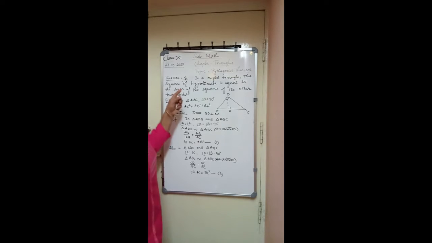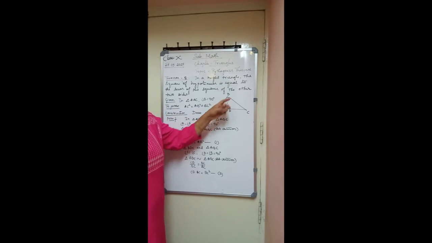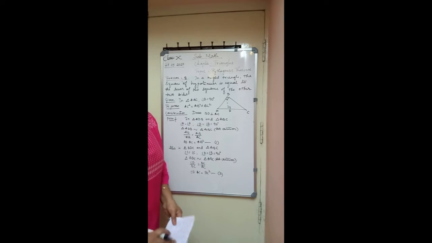Pythagoras theorem 6.8 states that in a right triangle, the square of the hypotenuse is equal to the sum of the squares of the other two sides. Now we are going to prove this. How will we prove this one?